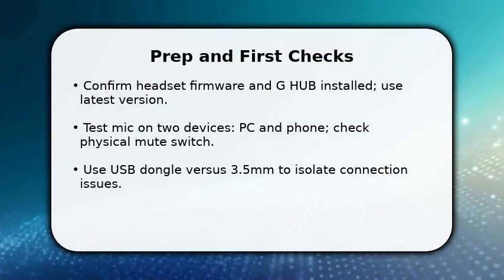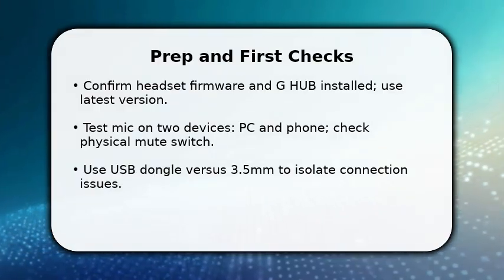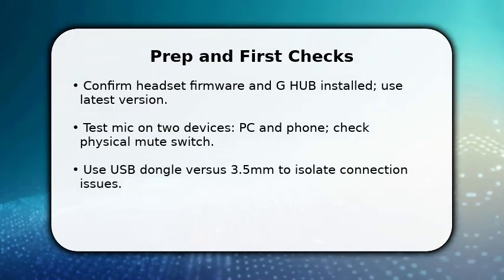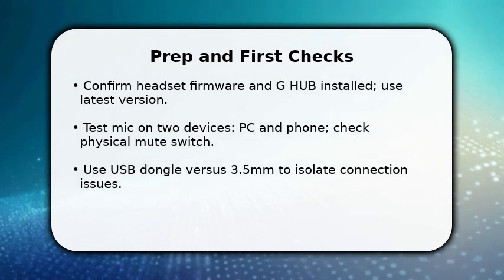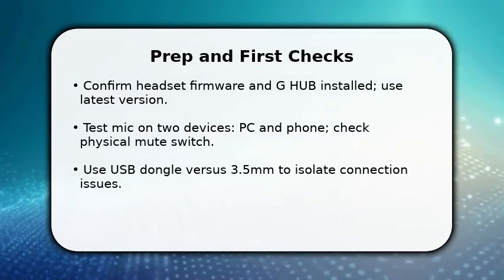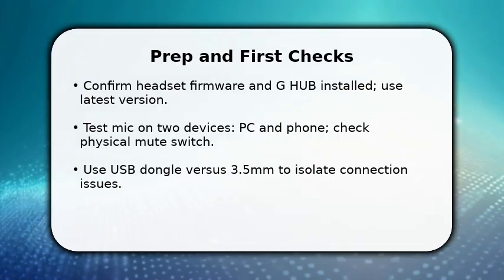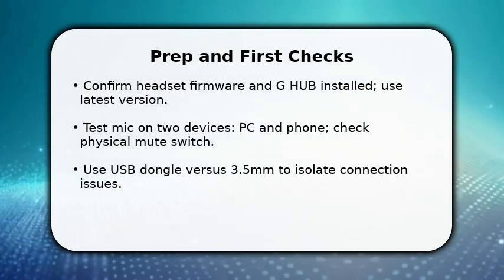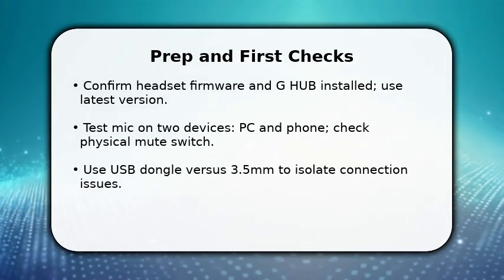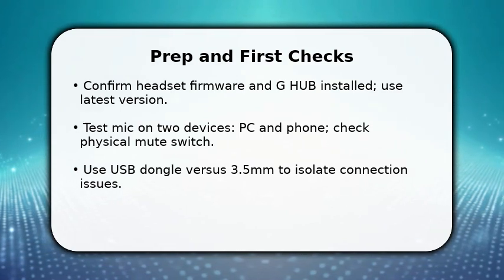You start by verifying essentials. Make sure Logitech GHUB is installed and updated, and that the headset firmware is current. Plug the USB dongle into a different USB port, and if you have the 3.5 cable, try the phone test to confirm the mic element functions. Once done, check the headset's physical mute and mic arm position. These simple hardware checks separate software from hardware faults quickly and prevent wasted troubleshooting time later.